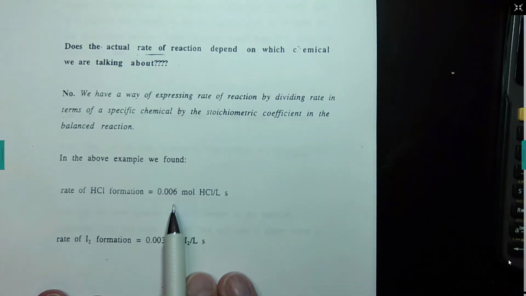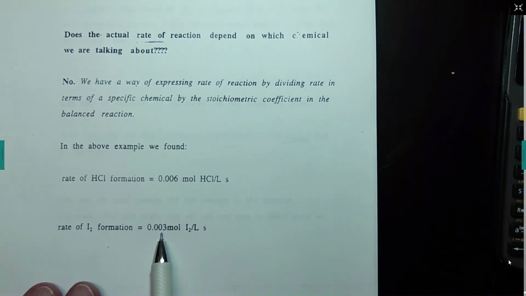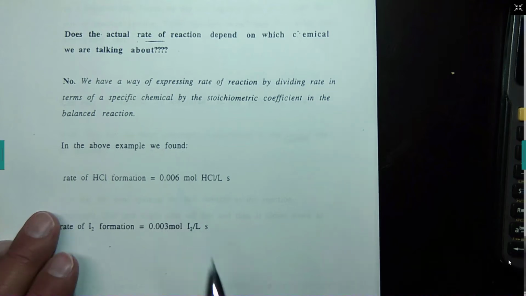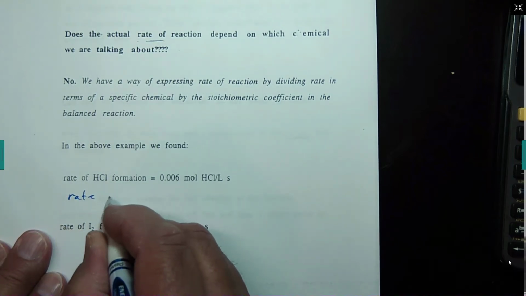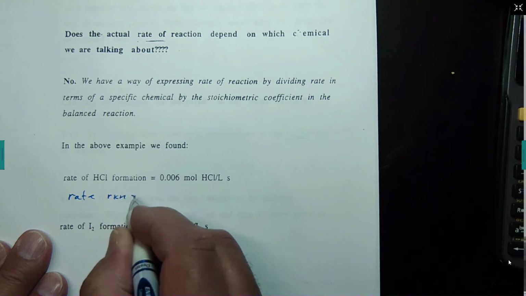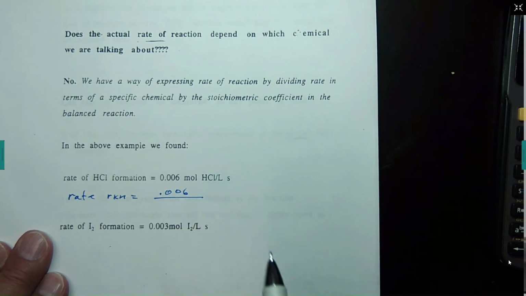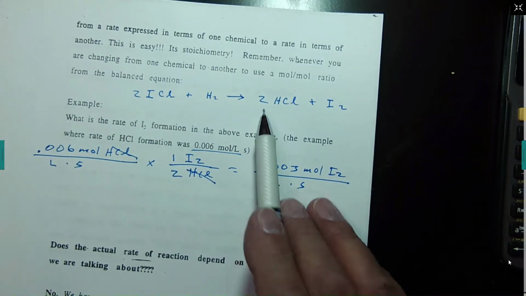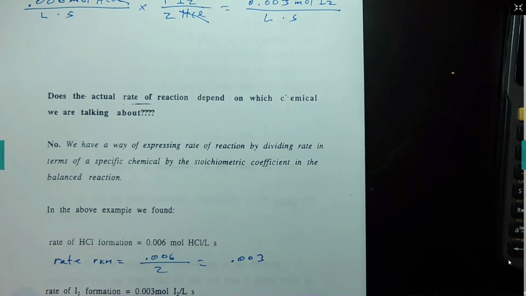Iodine is being formed this fast. What's the rate of the reaction? Well, the rate of your reaction is going to be 0.006 all over, what's that coefficient? Oh, 2, which is going to give us 0.003 moles per liter per second.